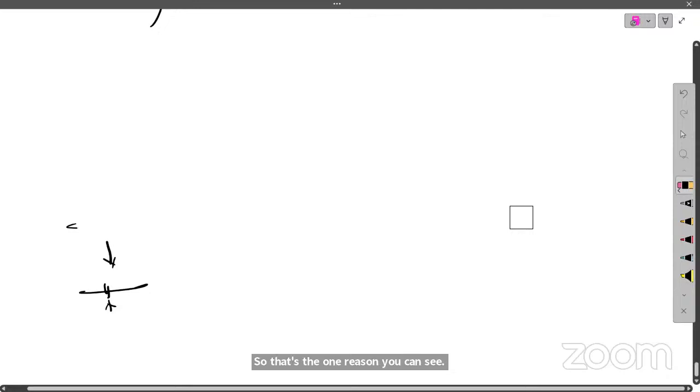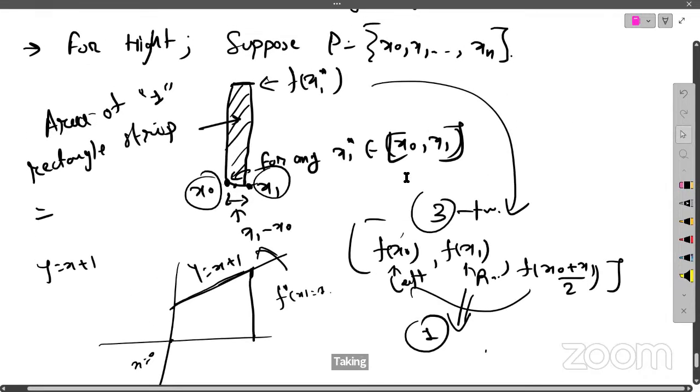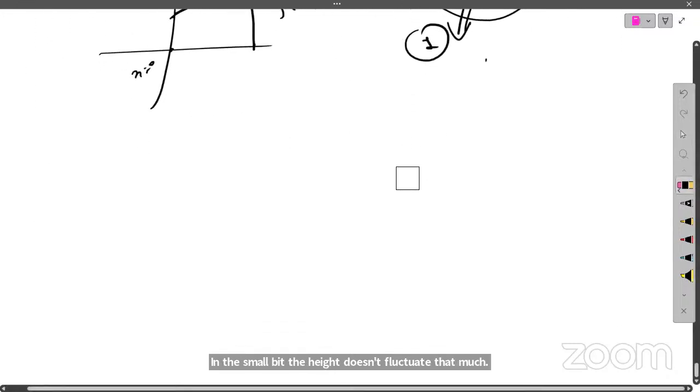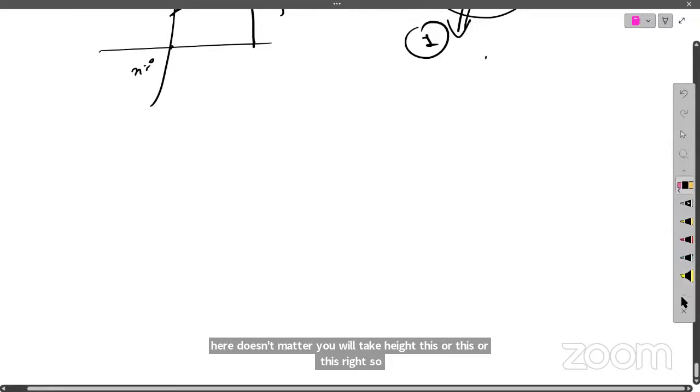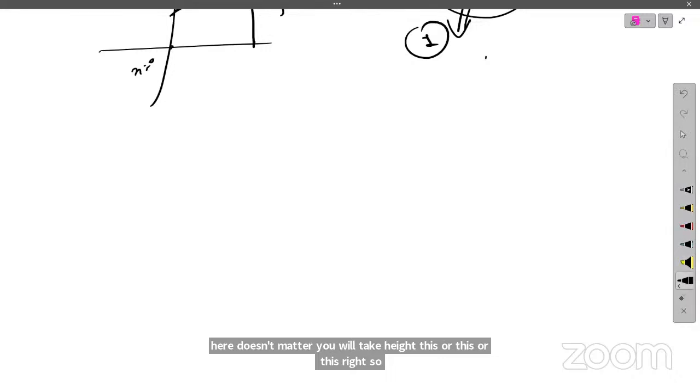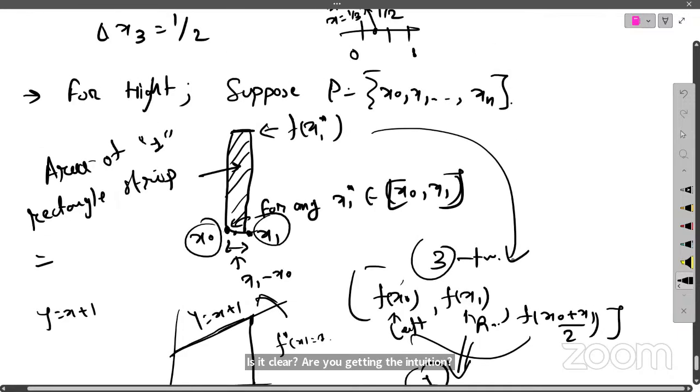Because the breadth is taken very small, height is not a concern. In the small width, the height doesn't fluctuate that much. Height doesn't matter, right? Because our rectangle will become very fine. So here it doesn't matter, you will take height this or this or this, right? So as norm P goes to 0, it will take care of this particular height. Is it clear? Are you getting the intuition? Fine for everyone? Any doubt?